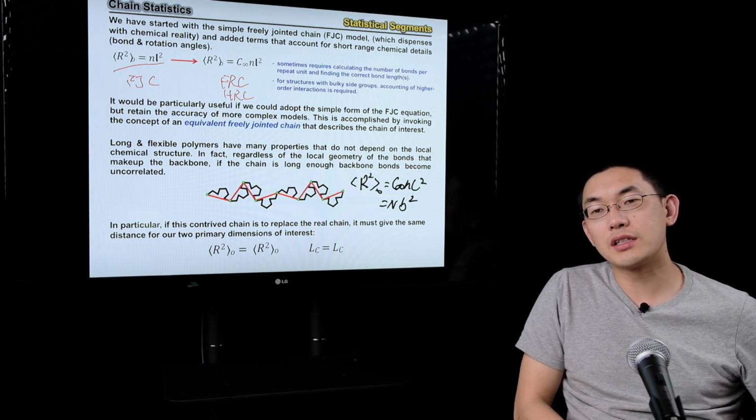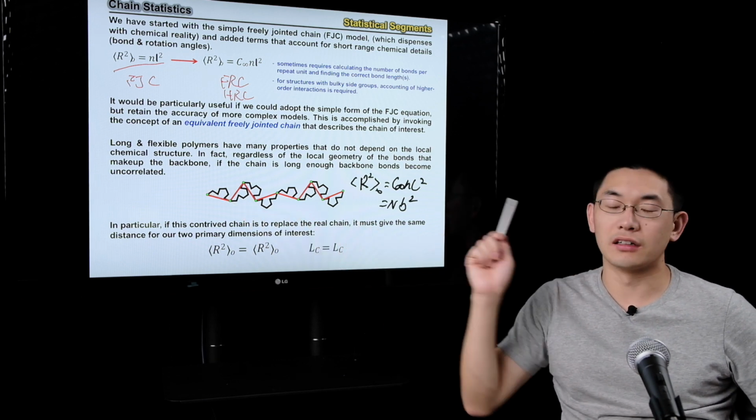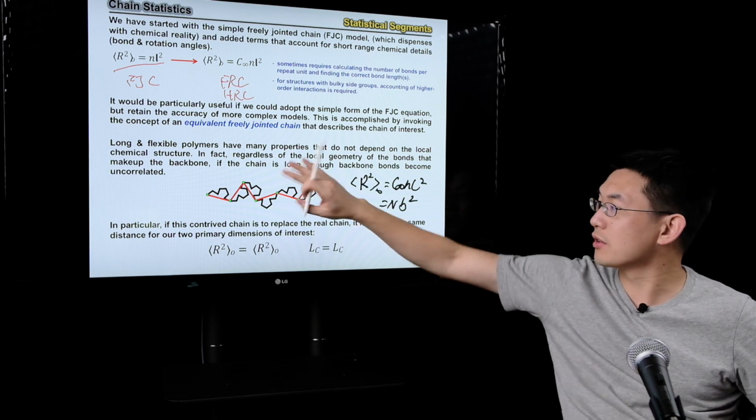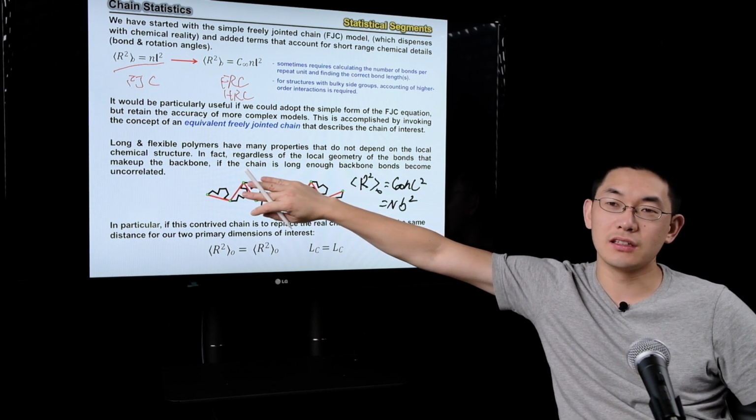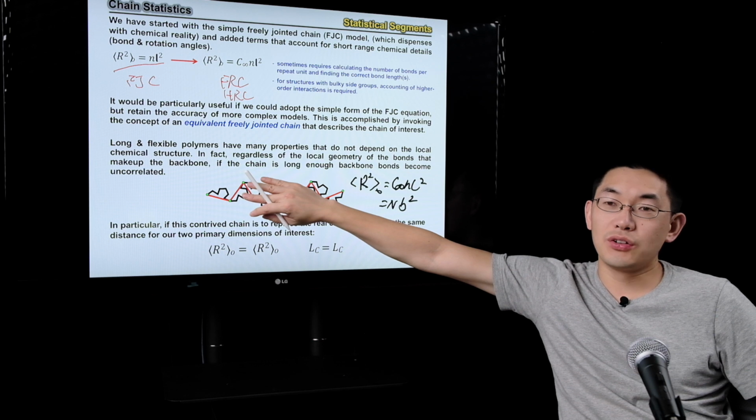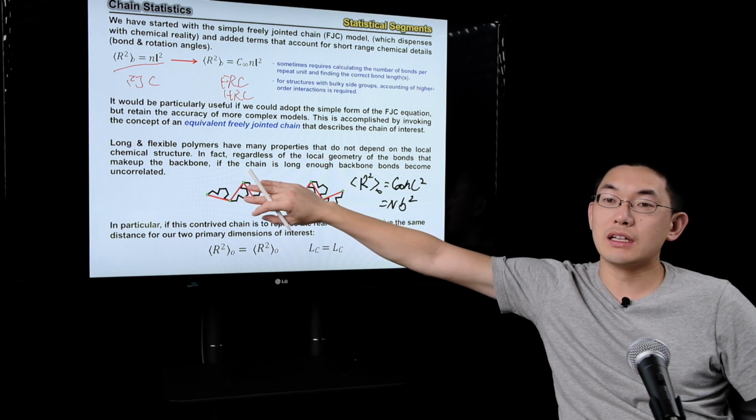I cover this molecule so you don't see anything inside. The only thing we know is the end-to-end distance, from here to there. End-to-end distance is what you can see, but anything in the middle you can't see. And you also know that the number of repeating units is n.